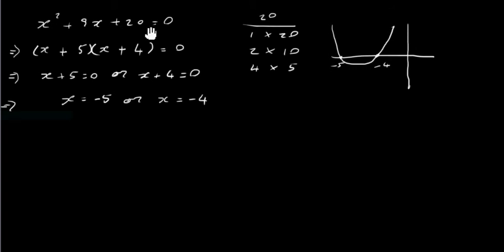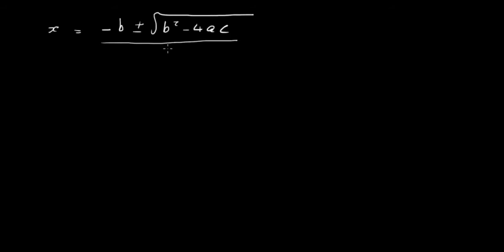Now another way of solving these type of quadratic trinomials is to use a formula. The quadratic formula it's called, or some people call it a minus b formula. So the way you would do that is you would just solve for x by saying x is equal to minus b plus or minus the square root of b squared minus 4ac all over 2a. And you can use this for any quadratic equation that looks like this: ax squared plus bx plus c equal to 0.